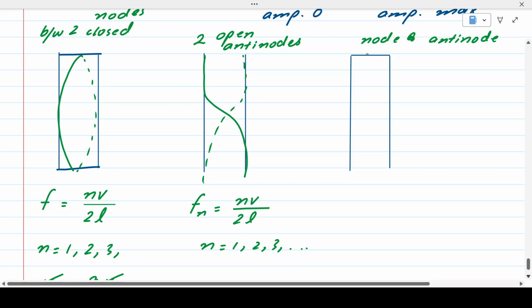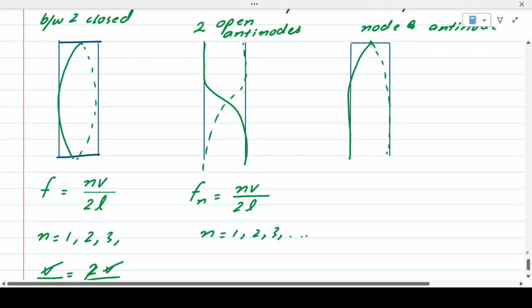For the third case, the smallest frequency possible looks something like this. So the rule of thumb is, at the closed end, there should always be a node. At the open end, there should always be an antinode. So antinode here, antinode here. At the open ends, antinodes, and at the closed ends, you always have nodes. So node here, node here.